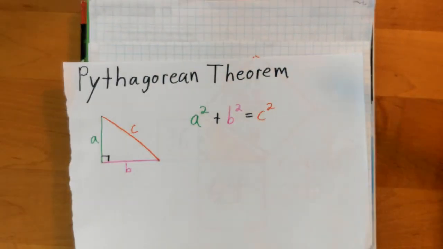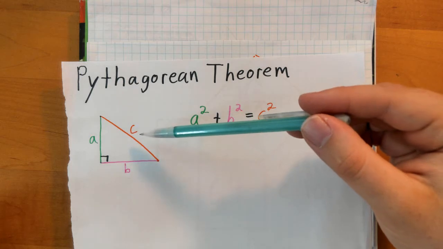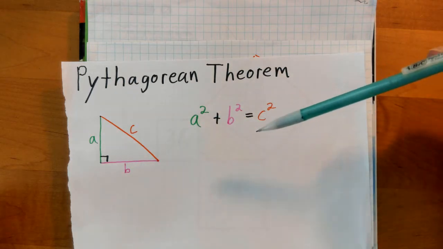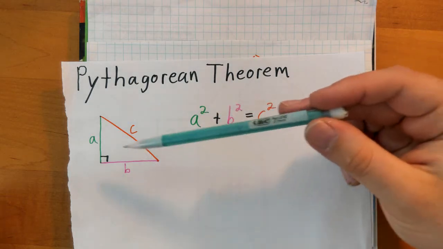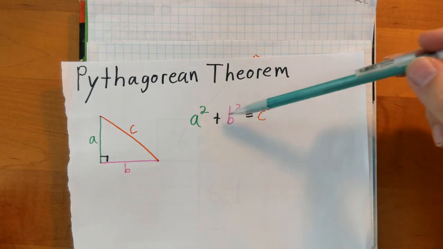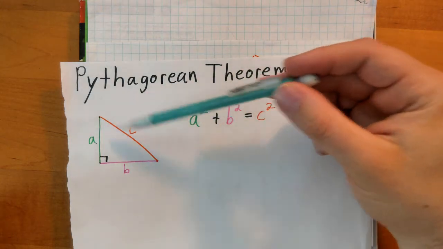Alright, this is the Pythagorean theorem, where if we have our sides of our right triangle here, this is the equation we're going to be using. What this says is for sides A and B, those are the legs, a squared plus b squared equals c squared, c being the hypotenuse here.